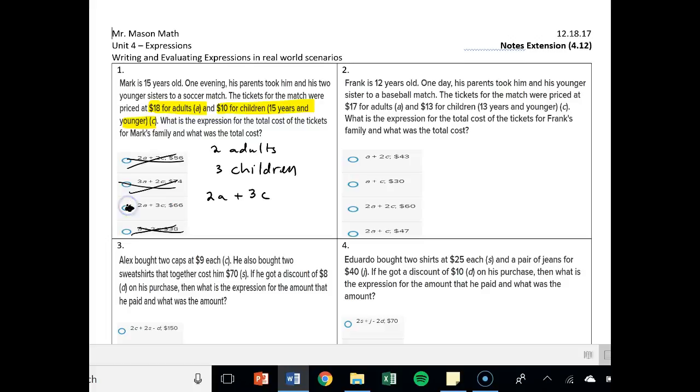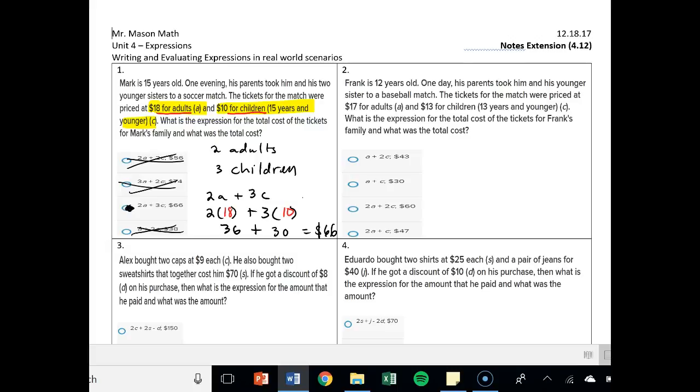And how do they get 66? Well, it's $18 per adult, so 2 times 18, right? $18 for adults, $10 for children, so plus 3 times 10. We do this multiplication. 2 times 18 is 36, plus 3 times 10 is 30, and that's how we come up with it costing them $66 to go to this soccer game.